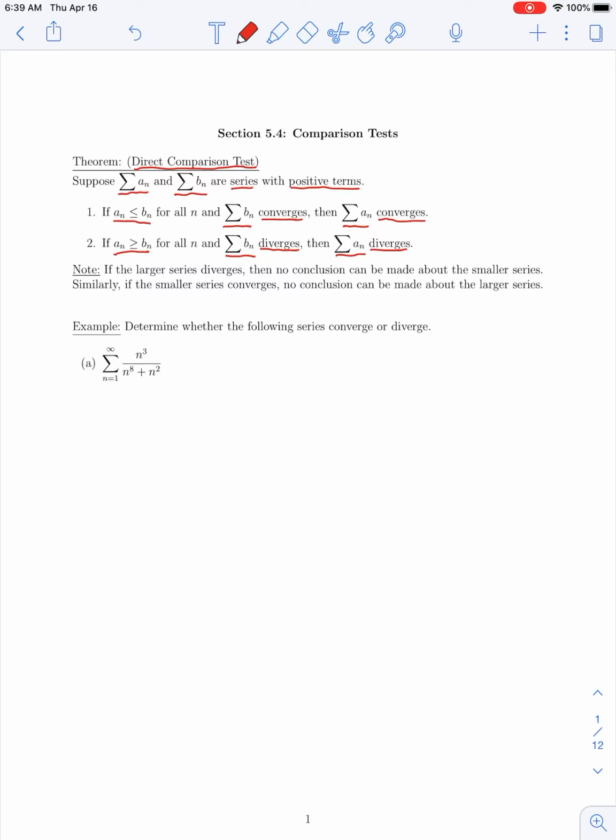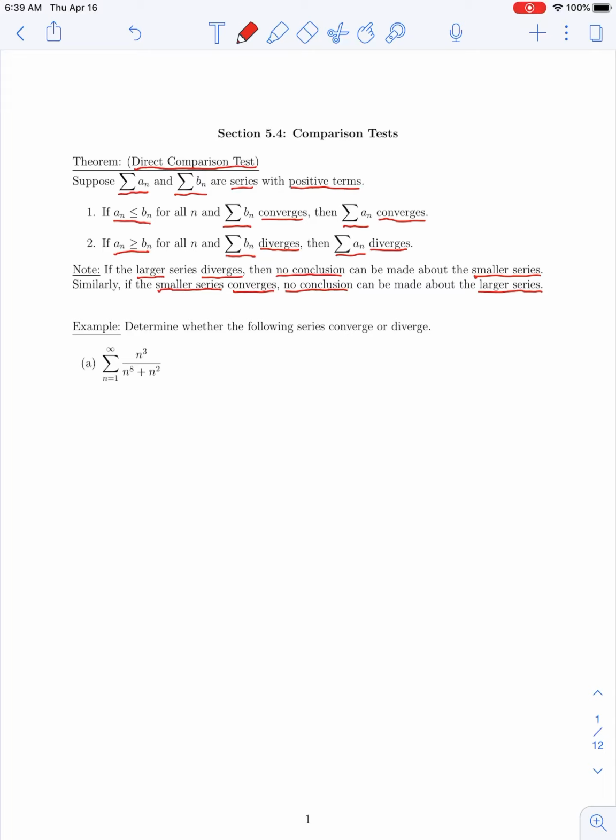Now, a word of warning here, just like we had for the comparison test for improper integrals, if the larger series is diverging, we cannot make any conclusion about the smaller of the series. And similarly, if the smaller of the series is converging, we cannot make any conclusion about the convergence or divergence of the larger series. We've got to be a little bit careful when we apply this, that we can actually make a conclusion about convergence or divergence.